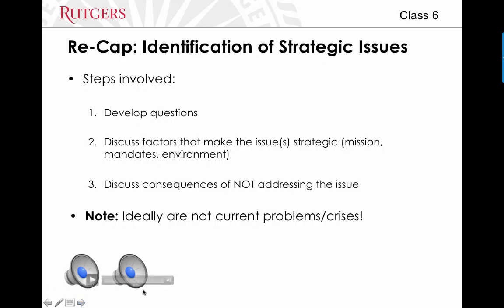To provide a recap on Step 5, the identification of strategic issues, the following steps are involved. The first is to develop the strategic issues. And remember, strategic issues are formed as questions. For example, how can we increase the enrollment within the university? The second step would be to discuss the factors that make the issue strategic: the mission, mandates, and environmental conditions. Third, we need to discuss the consequences of not addressing the issue.